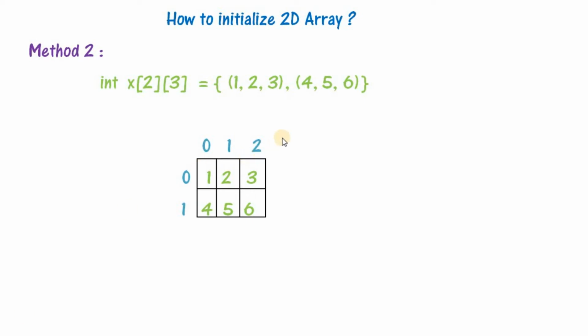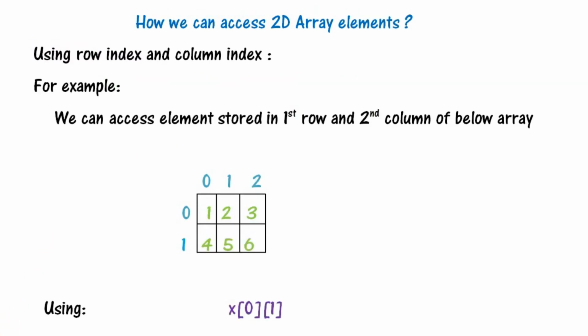Now, after having discussion on initialization, let's talk about how we can access 2D array elements using row index and column index. We can access a 2D array element. For example, we can access the element stored in the first row and second column of the below array like this.